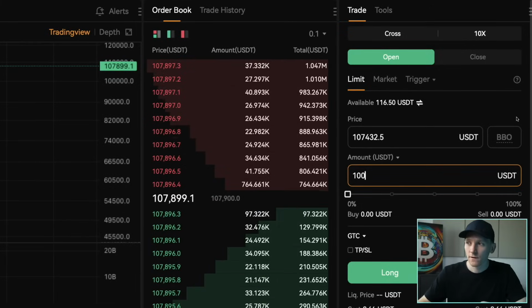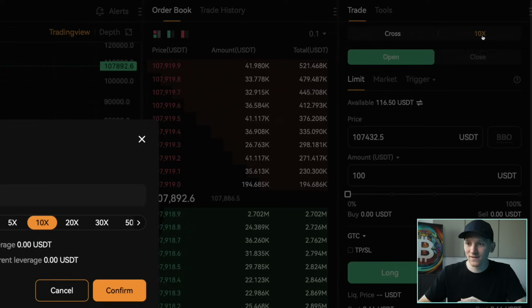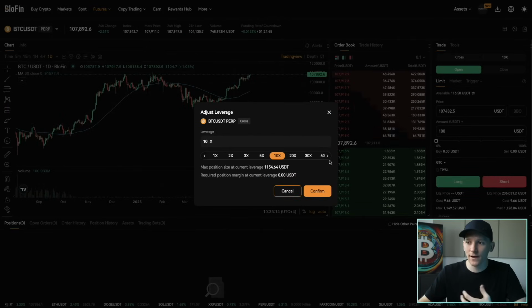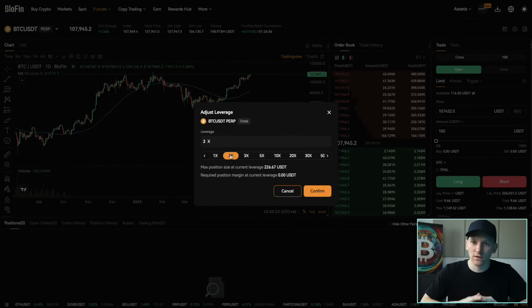Now I'll show you how to choose your leverage and what leverage actually is. So you can see up here where it says 10x. This is the amount of leverage that we're taking in our trade. What does that actually mean? If we press 10x here, you can change the amount of leverage that you use. Leverage is the amount of the trade size in relation to how much cash you have down to fund it.